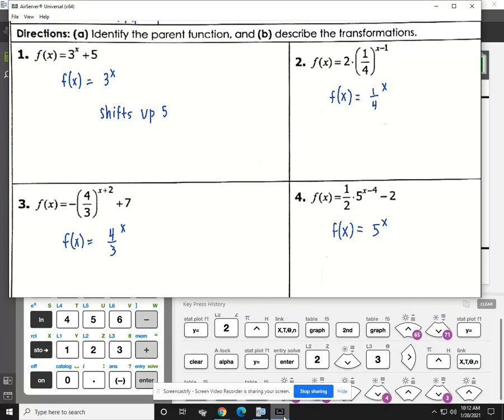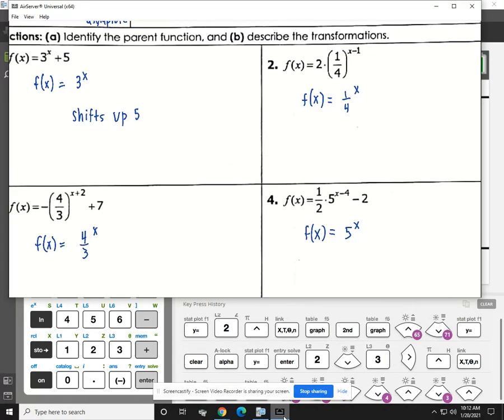Look over there at number 2. What changes have been made from that parent function, 1/4 to the x? Well, there's an a out in front, isn't there? Is it negative? So no reflecting. But is that a value greater than 1 or between 0 and 1? So it's going to have a vertical stretch. A vertical stretch.